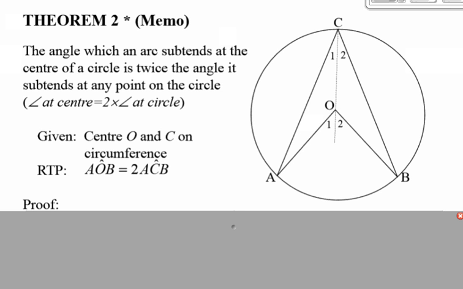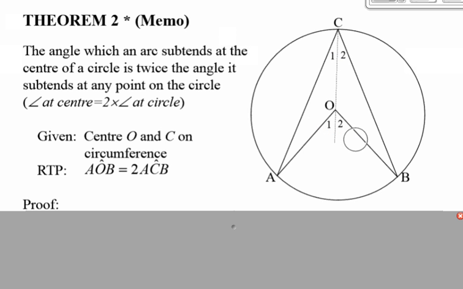In this video, we're going to look at the proof of Theorem 2. This theorem says the angle which an arc subtends at the center of a circle is twice the angle it subtends at any point on the circle. So what it means is this angle here is going to be twice that angle there. So that's what we're trying to prove.